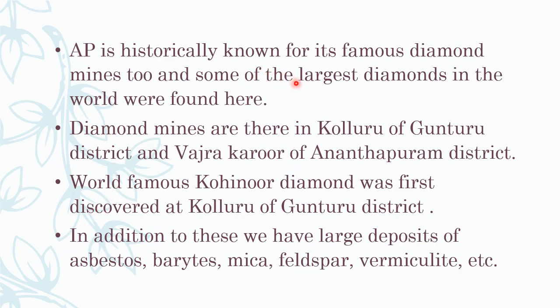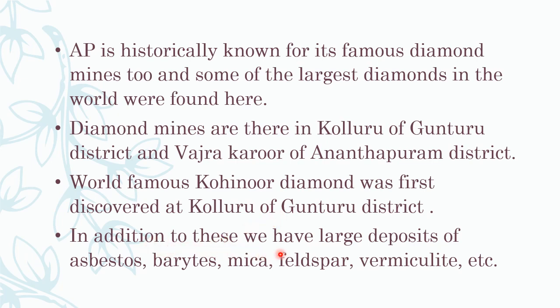And AP is historically known for its famous diamond mines. We have diamond mines, and some of the largest diamonds in the world were found here. For example, the Kohinoor diamond was first discovered at Kolluru of Guntur district. Even now diamond mines are there in Kolluru of Guntur district and Vajrakarur of Anantapur district. Actually, diamond forms from a sedimentary rock, and after changing into metamorphic, it becomes a diamond. So we may mostly get it in the river valleys.